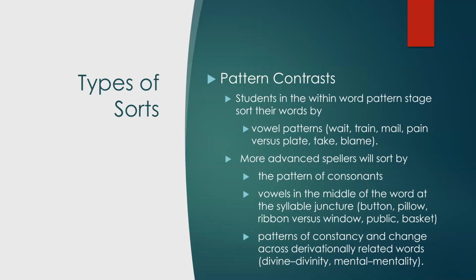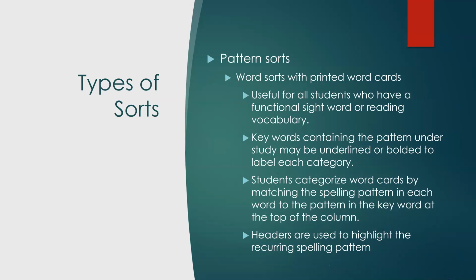Patterns of constancy and change, when we're looking at them from a derivational way of analyzing our words, such as divine and divinity, or mental and mentality. So being able to sort that way. So it can get pretty complex. And you can take kids up to a much higher level by doing these sorts and help them develop meaning and patterns and spelling. And it's the whole approach.